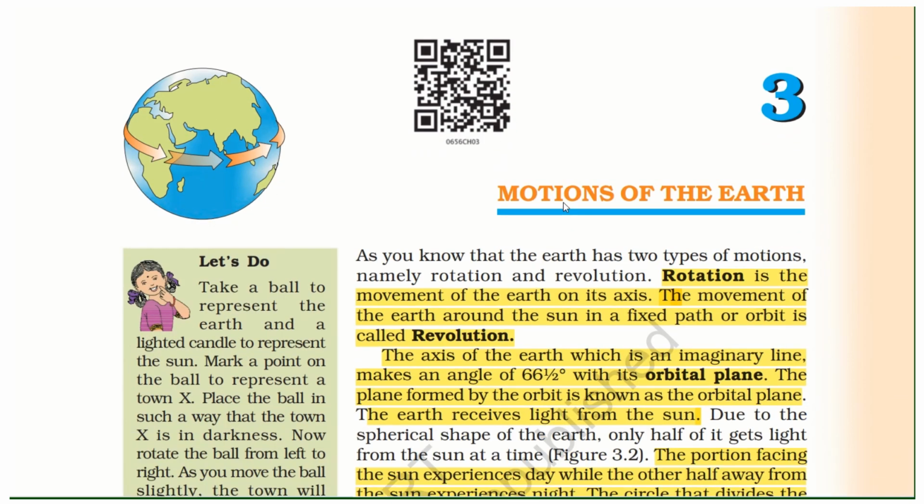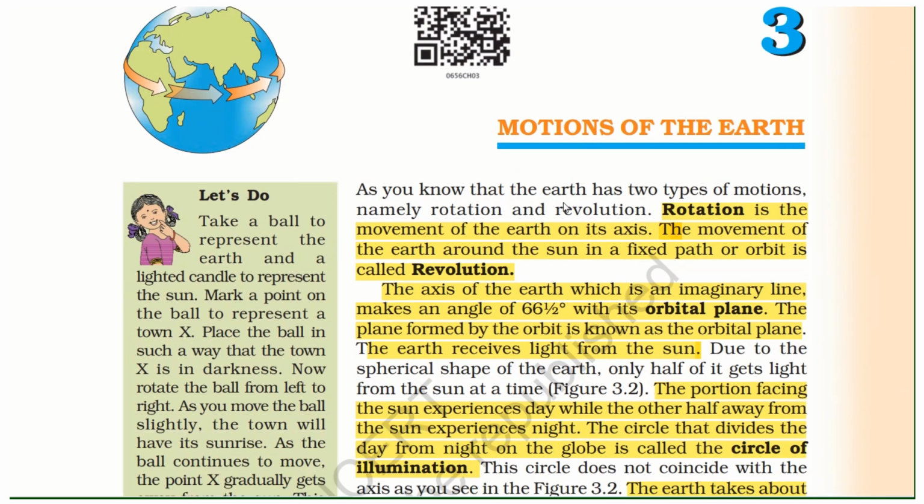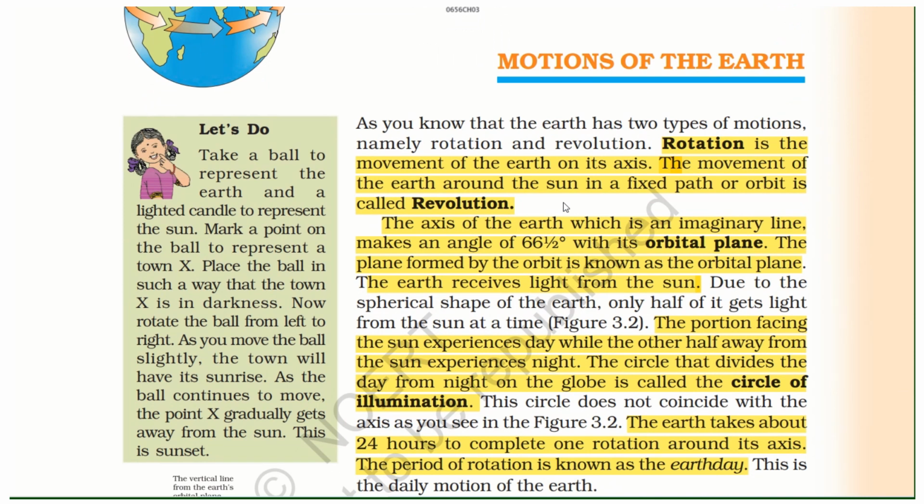Today's chapter is Motion of the Earth, Geography, 6th class NCERT, Chapter 3, Motion of the Earth. Rotation. Rotation is the movement of the Earth on its axis. The movement of the Earth around the Sun in a fixed path or an orbit is called revolution. The axis of the Earth, which is an imaginary line, makes an angle of 66.5 degrees with its orbital plane. The plane formed by the orbit is known as the orbital plane.